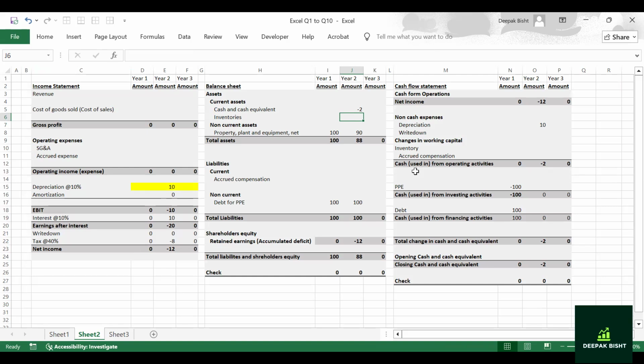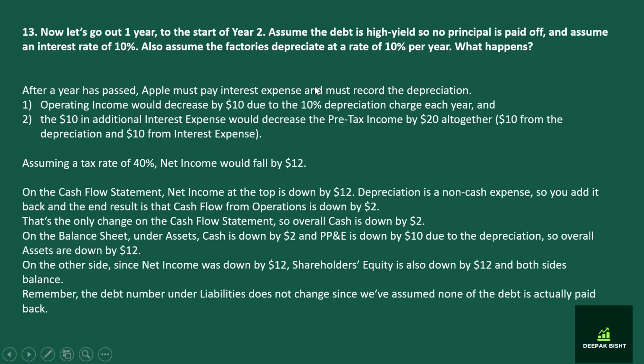So after a year has passed, Apple must pay interest expense and must record the depreciation. Operating income would decrease by $10 due to $10 depreciation, and $10 in additional interest would decrease the pre-tax income by $20 altogether. So like we have seen, the pre-tax income was decreased by $20.